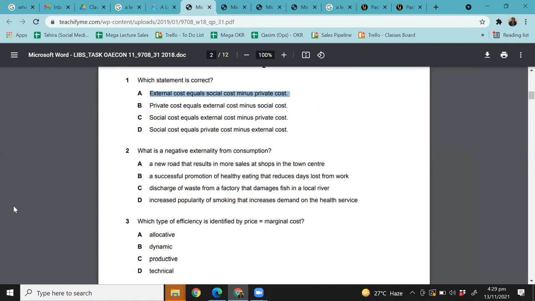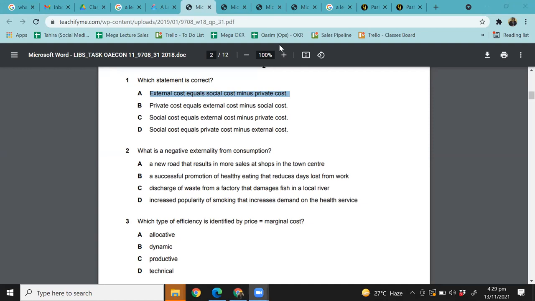What is negative externality from consumption, right? A: A new road that results in more sales at shops in the town center. B: A successful promotion of healthy eating that reduces days lost from work. C: Discharge of waste from a factory that damages fish in a local river. D: Increased popularity of smoking that increases demand on the health service. Right. Negative externality related to consumption.